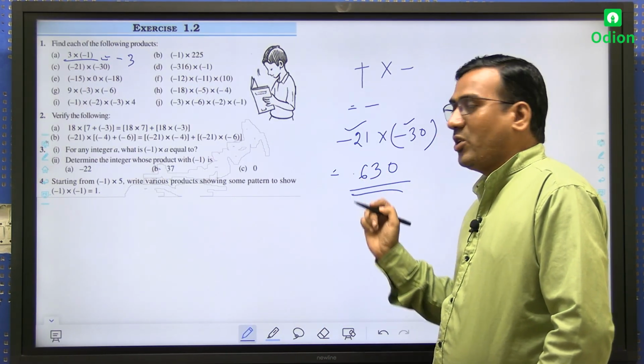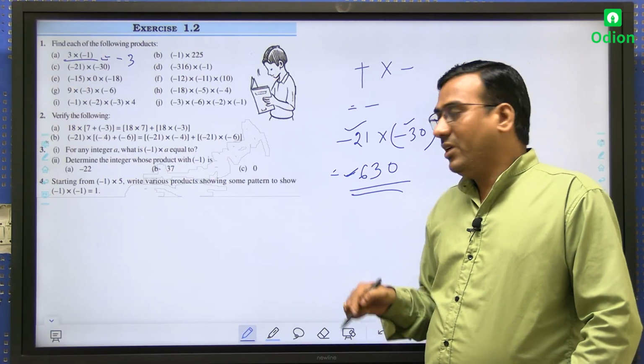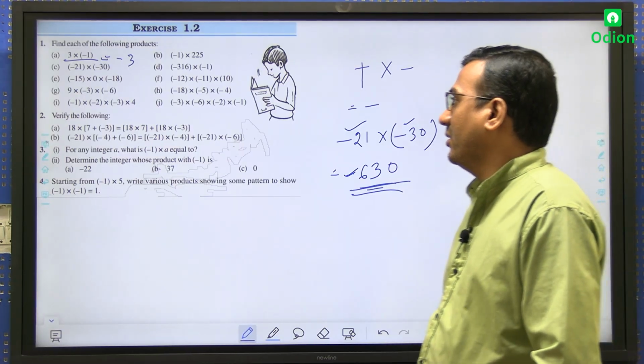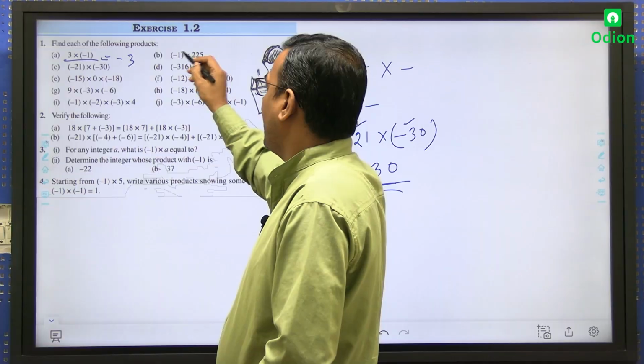This 630 refers to positive integers. As I have not given the plus symbol itself, it refers to positive. Okay, 630 is the answer. Then go for, sorry, I have already done number C.